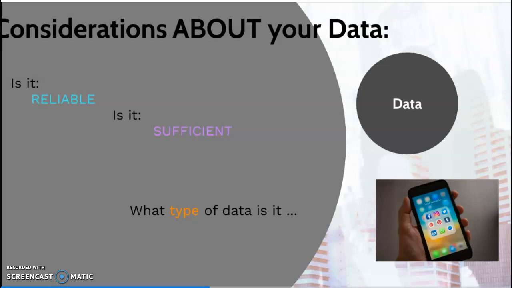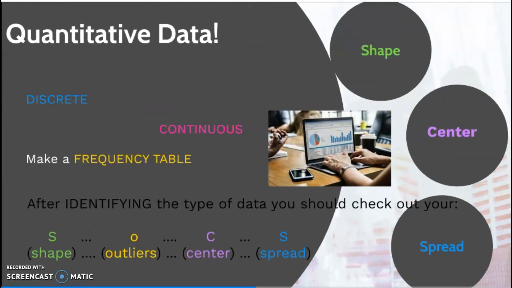And then once you've decided if your technique in getting your data makes your data reliable and that you've collected the right amount of data, you're now dealing with what type of data you actually have. For IB, we're going to be looking at discrete and continuous types of data. They're both quantitative in nature, meaning they're both numbers. Discrete are numbers that can be counted. Continuous are numbers that cannot be counted, so you would have decimals and fractions and whatnot.